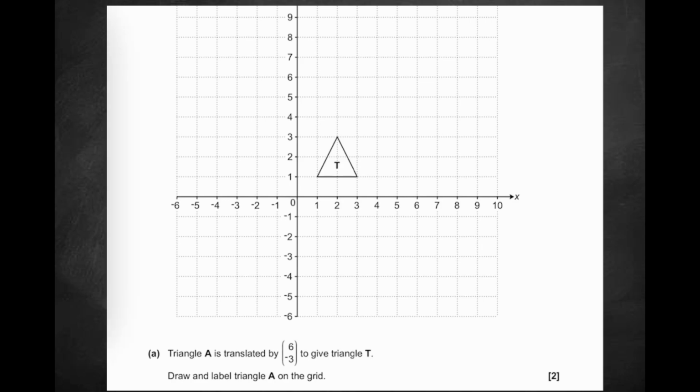So what we're going to do is 1, 2, 3, 1, 2, 3, 4, 5, 6. So that will be the tip. The shape will be the same, size and orientation, just like that.